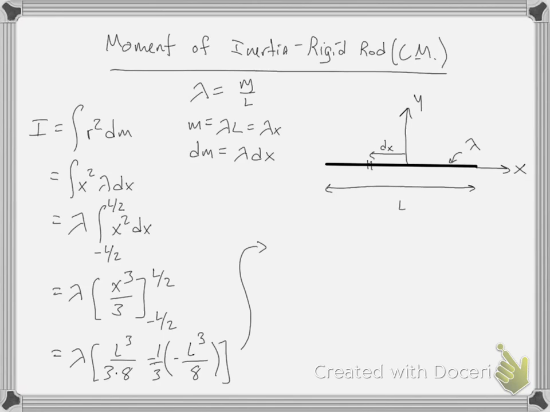Now simplifying, we have lambda times L cubed over 24 plus L cubed over 24. This is simply lambda times L cubed, times 2 over 24, or 1/12.